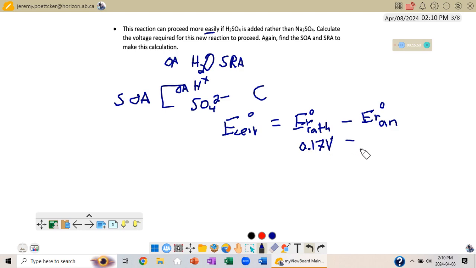And for my anode one, it is water, and it's where water is on the right, so that's 1.23. And 0.17 minus 1.23 should, if I can math in my head, give us negative 1.06, but let's just double check that. It is indeed negative 1.06. So my cell potential here is negative 1.06 volts. And so, yeah, you can see adding H2SO4 is going to make this reaction proceed a little bit more quickly.